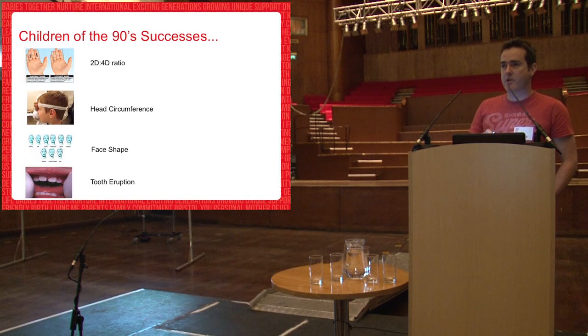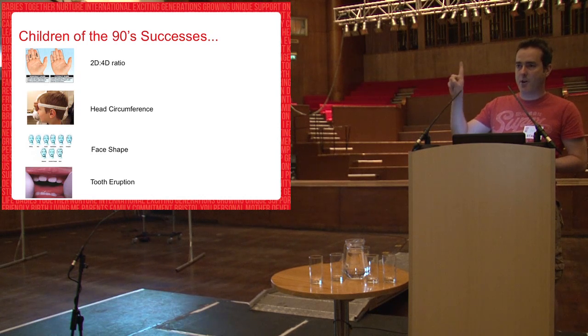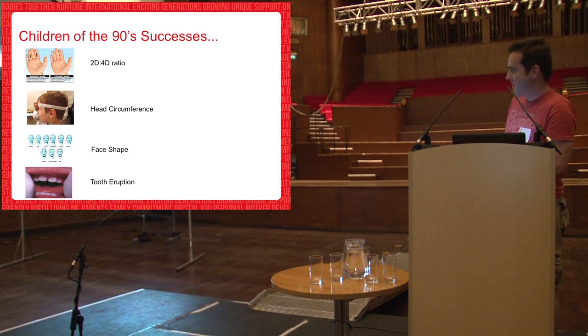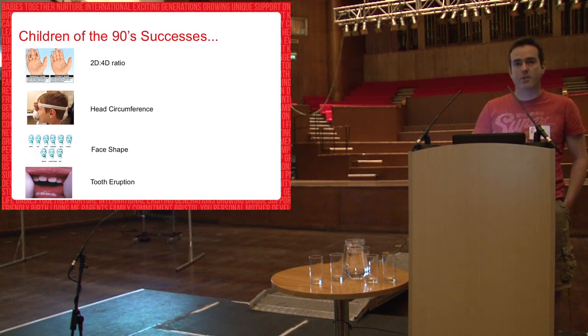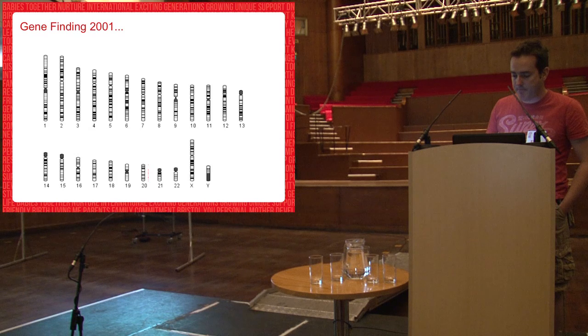Because there's so much data in Children of the 90s, we've also looked at more quirky things. So something called 2D/4D ratio. That's basically the ratio of the length of your index finger to the length of your ring finger, which is something that psychologists get very excited about because it correlates with all sorts of interesting psychological traits. We found genes to do with head circumference and face shape, and even when you got your first tooth when you were a kid. So lots of interesting genetic discoveries.